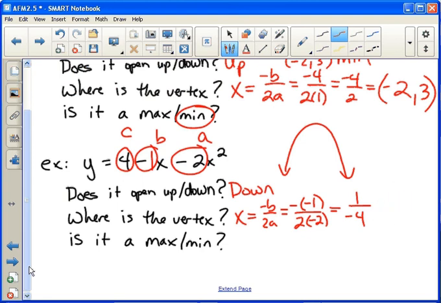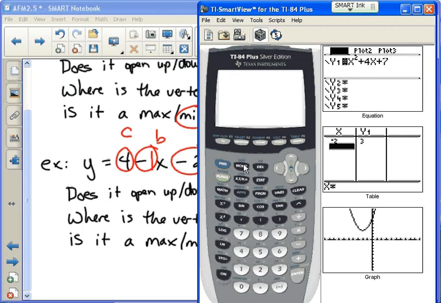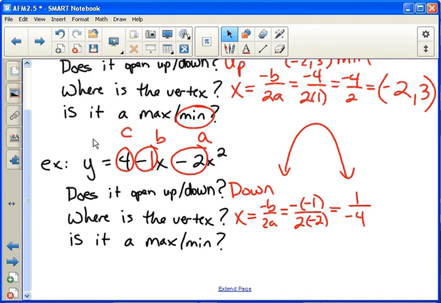Now we get our y value by plugging it into that. So let's just do that a more normal way perhaps. Just plugging in -1/4 into our equation. So 4 minus -1/4 minus 2 times -1/4 squared. And we get 4.125, or if you want the fraction, it's 33 over 8. So our ordered pair would be -1/4, 33 over 8. And that is our vertex right there.